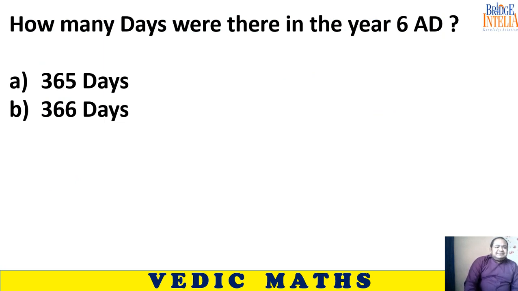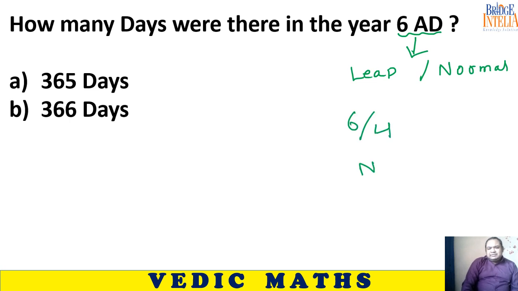Now let us understand how many days were there in the year 6 AD. So you have to ask, is 6 AD a leap year or is it a normal year? So 6 is not divisible by 4. So it is a normal year. It is not a leap year. It is a normal year, and a normal year has 365 days.